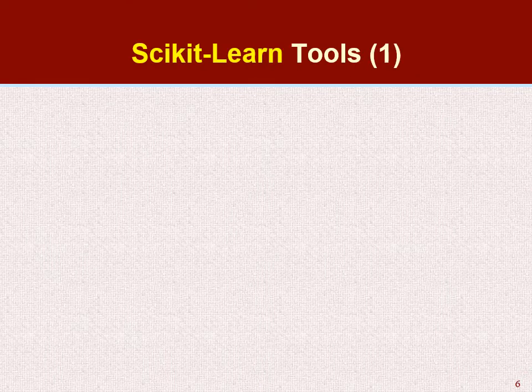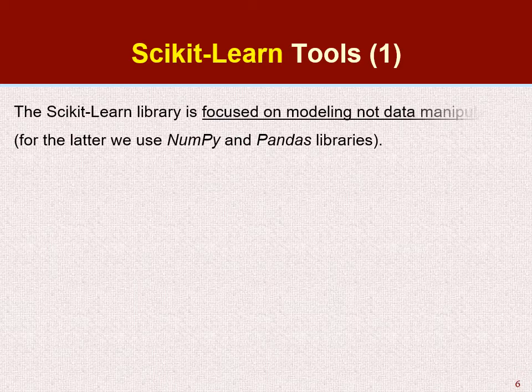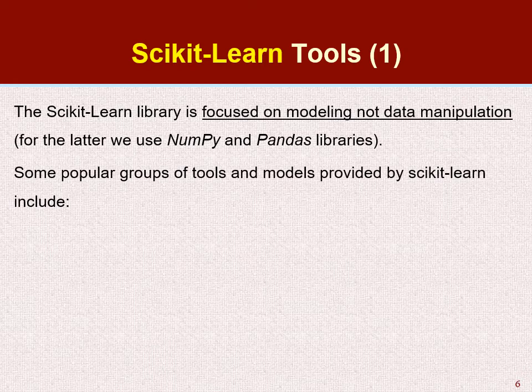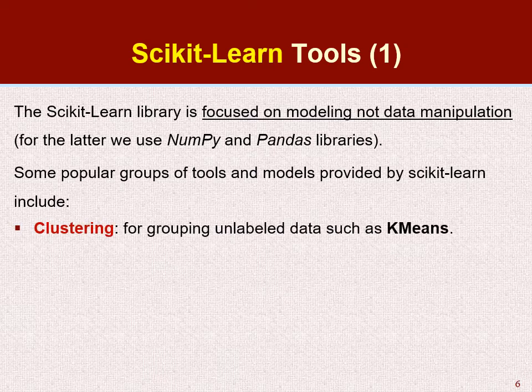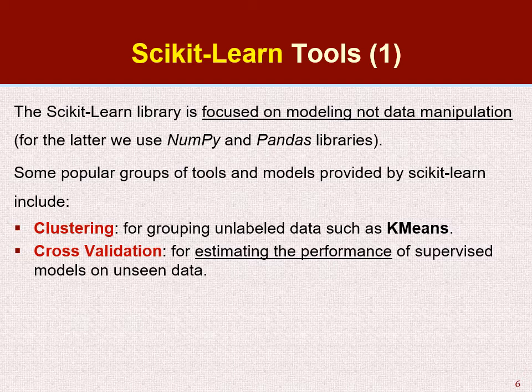Scikit-Learn is mainly for modeling and not data manipulation. For data manipulation, we usually use other libraries such as NumPy and Pandas. Some popular groups of methods and tools that are provided by Scikit-Learn include clustering, for example, which is part of unsupervised learning, for grouping unlabeled data, such as the k-means method. Cross-validation is another tool provided by Scikit-Learn, which is for estimating the performance of supervised machine learning models on unseen data.